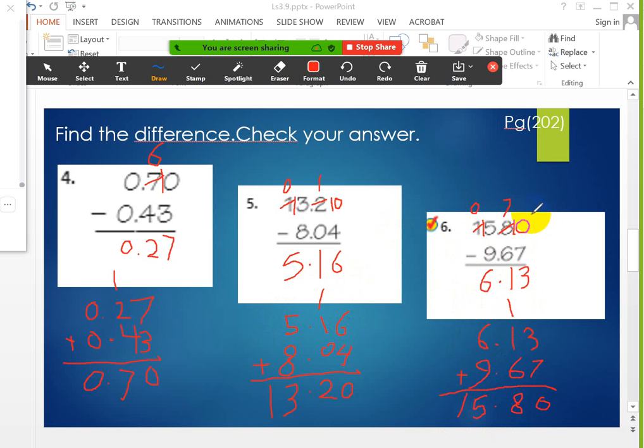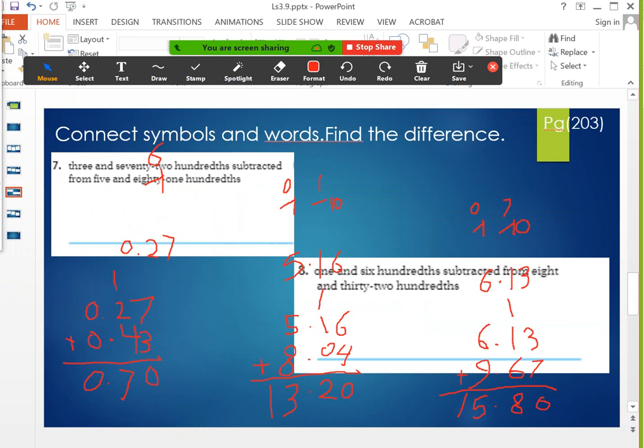Girls, if you finish, please type 1 in the chat. Just one time to move to page 203. Please write quickly. Quickly write the answers. Okay. I will erase only number 4. I will leave the others for you.